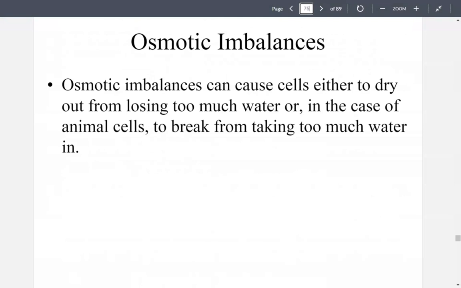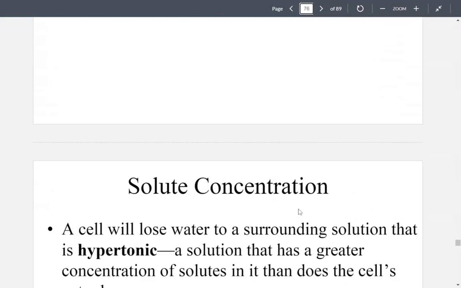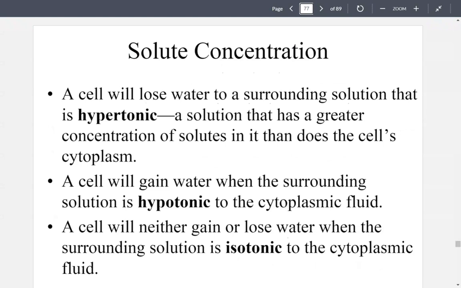We're also going to have things like osmotic imbalances. Osmotic imbalances can cause cells to dry out from losing too much water, or swell and break from too much water coming in. Remember, water chases solute concentration, so that's going to be driven by the solute concentration on each side of the cell. We have terms for this. If a concentration is considered hypertonic, a cell will lose water.